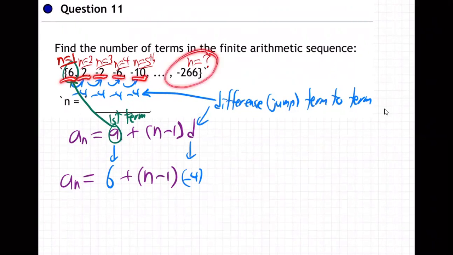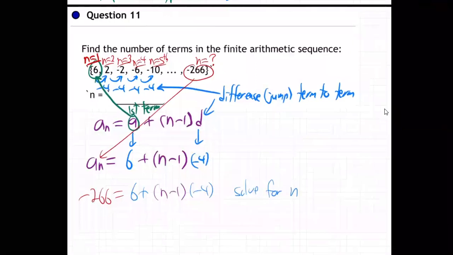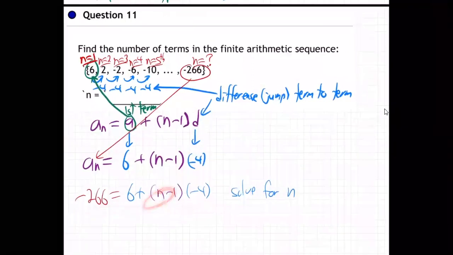And so we want to find out what term is -266. So that means you've got to take that -266 and plug it in right there. So -266 equals 6 plus n minus 1 times -4, and then solve for n. Find n. Does that make sense? That's how this formula works. The n matches up with the a sub n to tell you, in the nth spot, what's the term number.